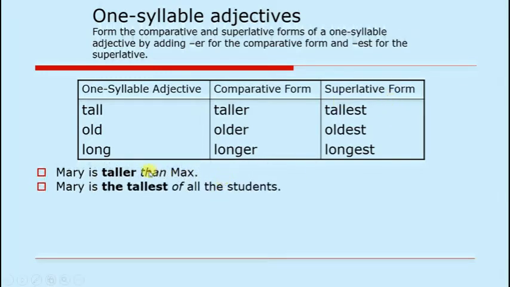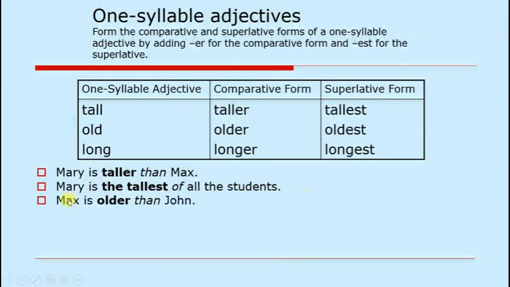But what about superlative here? Mary is the tallest. And don't forget to add the before the superlative. So I always say the tallest, the oldest, and the longest. So Mary is the tallest of all the students. So here I compare Mary with all the students. So three or more persons here. So I use superlative here. Mary is the tallest of all the students.